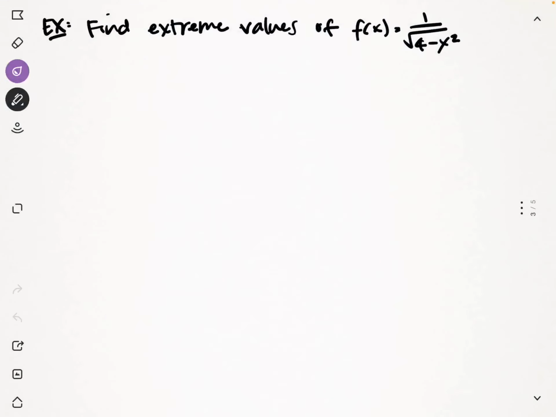All right, same idea here. This time they're not giving us an interval, so we're going to find it overall. So let's rewrite this first, right? Let's rewrite f of x equals 4 minus x squared to the -1/2, right? That's going to make it easier for us to do our derivative.